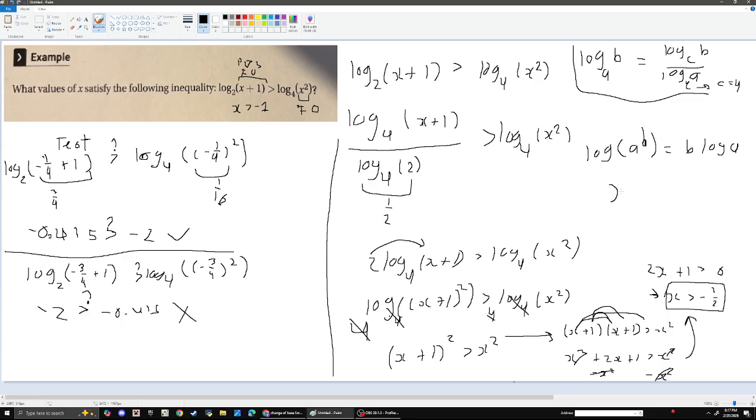So our final solution is x is greater than -1/2 and x is not equal to 0. Alright, that is our final solution. Any x will work as long as it satisfies that criteria.